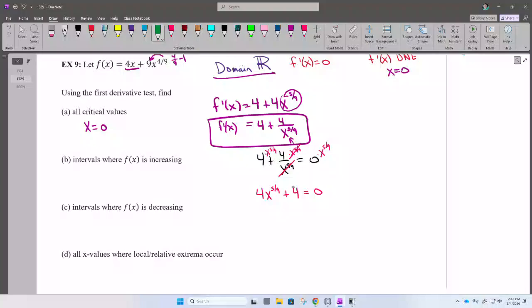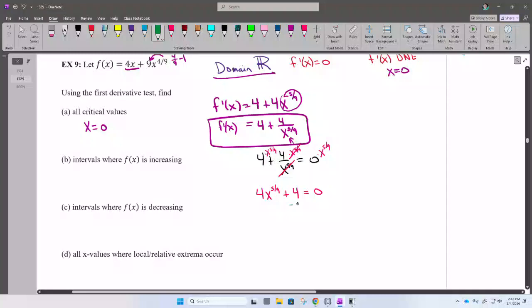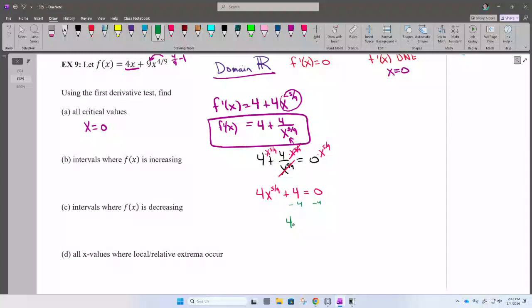Still solving. I'm going to subtract 4 from both sides, so I get 4x to the 5/9 equals negative 4. I'll divide both sides by 4. So I have x to the 5/9 equals negative 1.